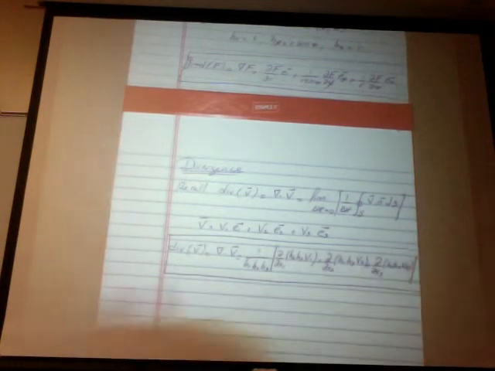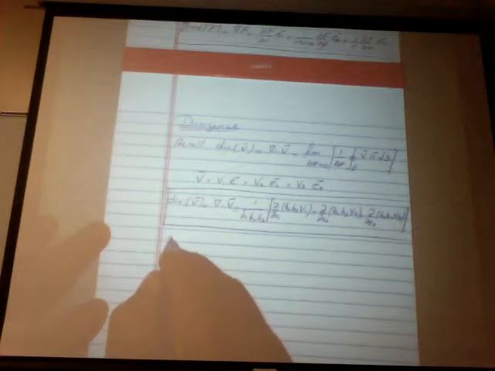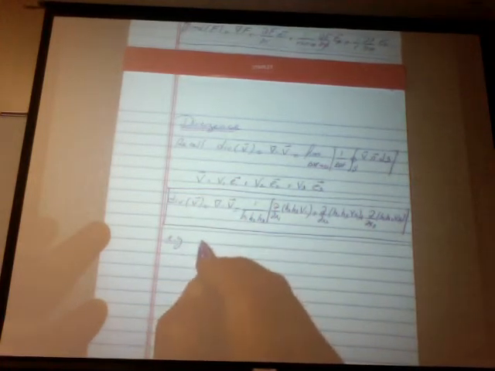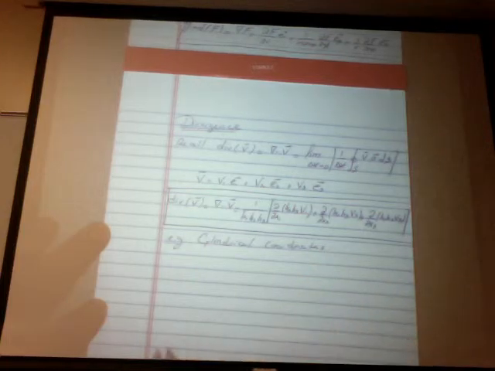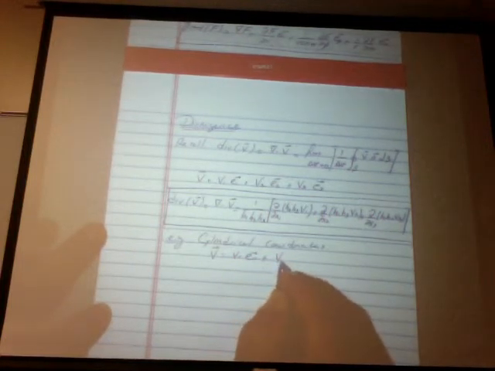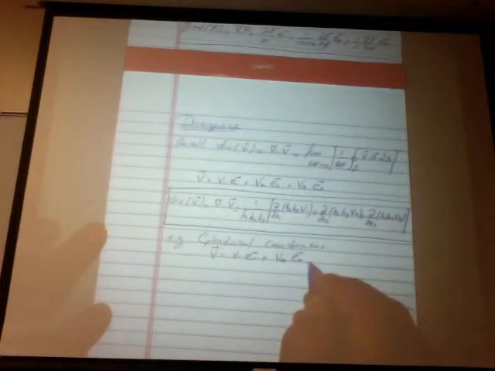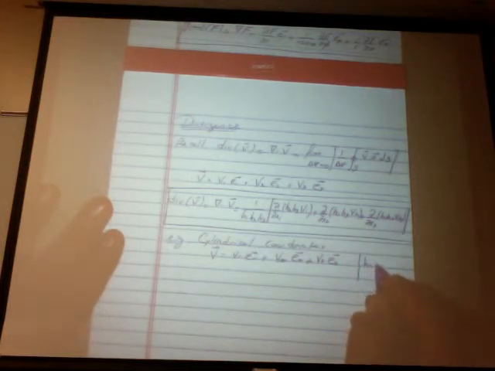Again, I have a full demonstration here, but I'm going to do that on Tuesday as a review for the test. Essentially, for example, in cylindrical coordinates, let's say that V is equal to V_r in the r direction plus V_theta in the theta direction plus V_z in the z direction, such that, remember, h_r is equal to 1, h_theta is equal to r, and h_z is equal to 1.